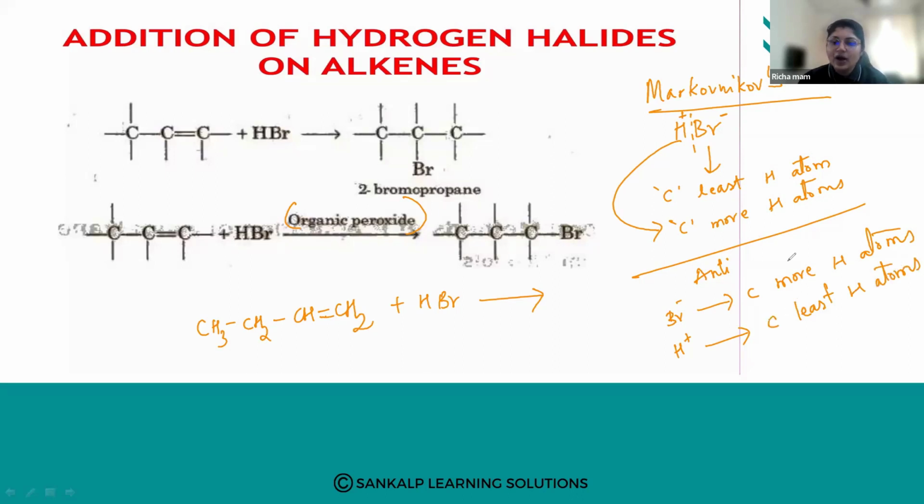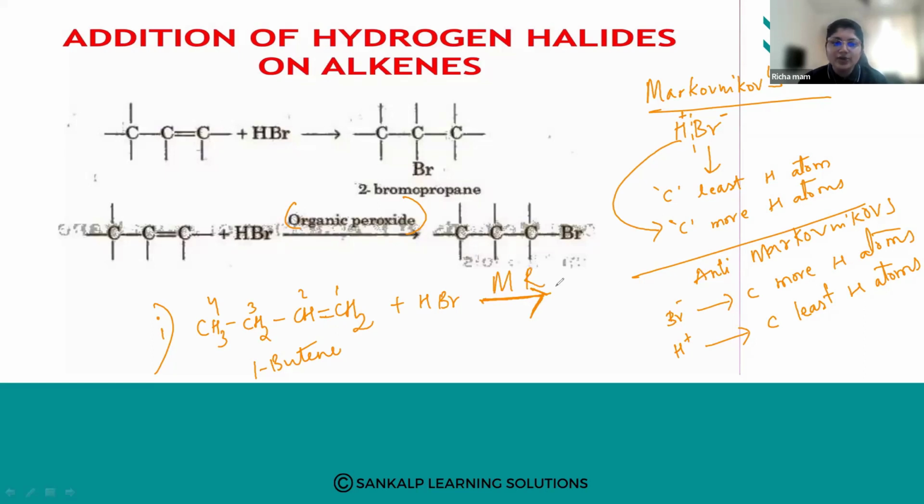Now, how will you identify which is anti-Markovnikov and Markovnikov? If I give you this reaction, 1-butene, is it Markovnikov or anti-Markovnikov? What will it follow? On the arrow I have written nothing. So this will follow Markovnikov rule.